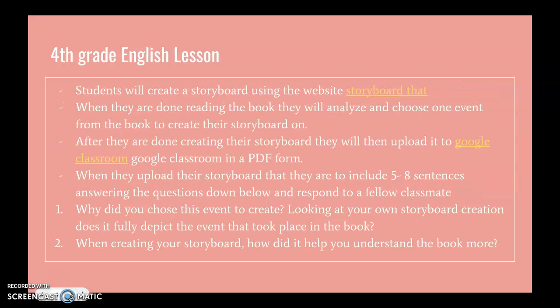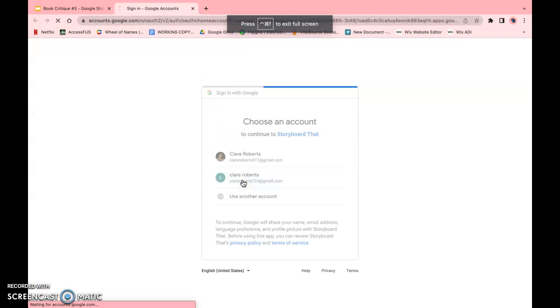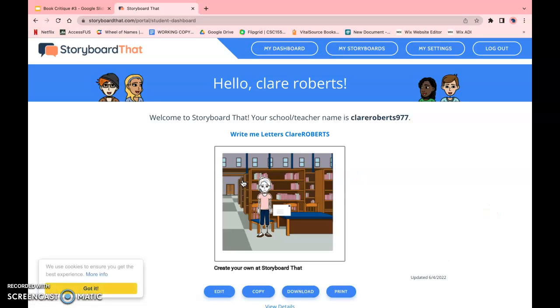So the first lesson that I created was a 4th grade English lesson, and in this, the students will create a storyboard using this website, Storyboard That, and they'll have to sign in through their Google account. When they are done reading their book, they will analyze and choose one event to create a storyboard based on. So this is just my example of what I created. This is Miss Breed in the library reading the letters from the children that are at the prison.